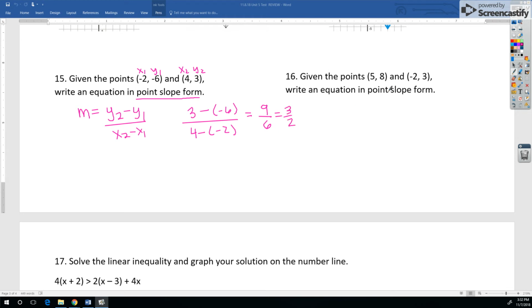Well, I'm going to try to finish this. It says I have 10 seconds. Okay, I can pick either of these points. I'm just going to pick 4, 3. So I have y minus the y value, my slope, x minus my x value.